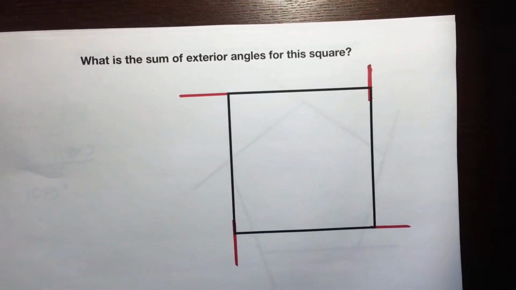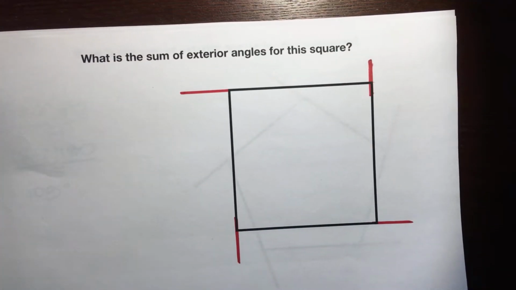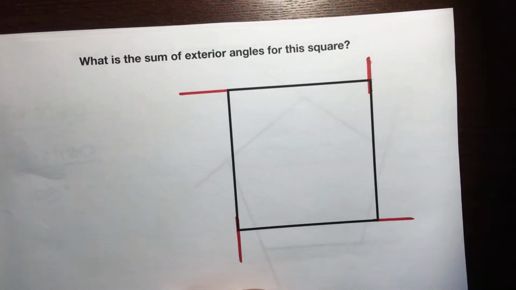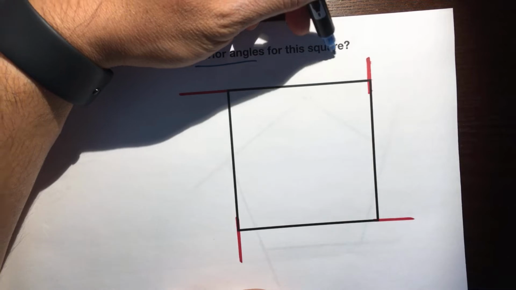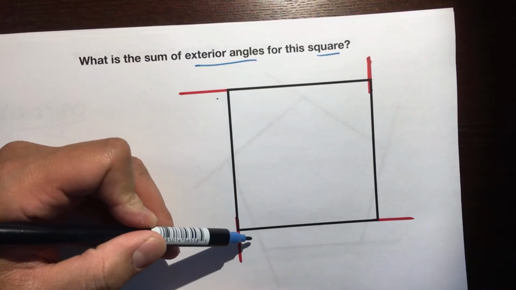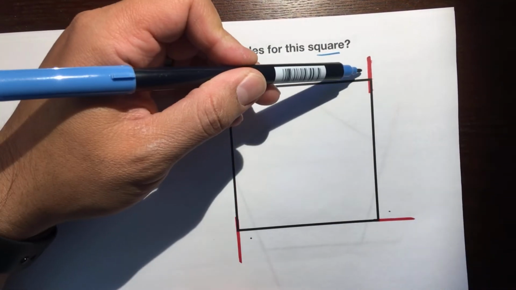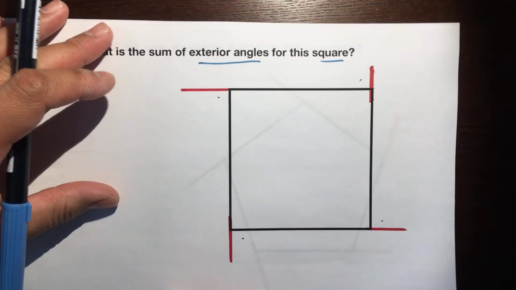Here's a question. What is the sum of exterior angles for this square? We're going to see a pattern here so that I'm doing the heavy lifting, and for you in the future, after you're done with this video, it'll be all good. So, the sum of exterior angles for this square means: what do this angle plus this angle plus this angle plus this angle add up to?